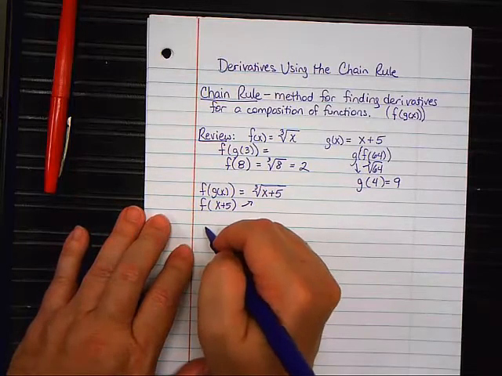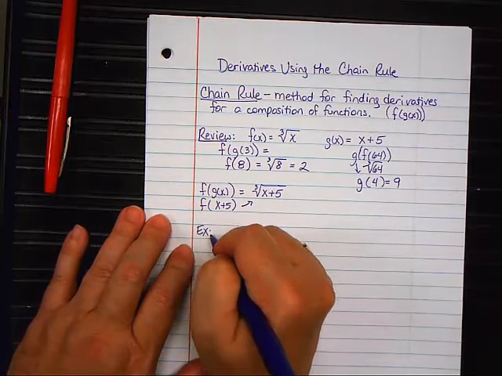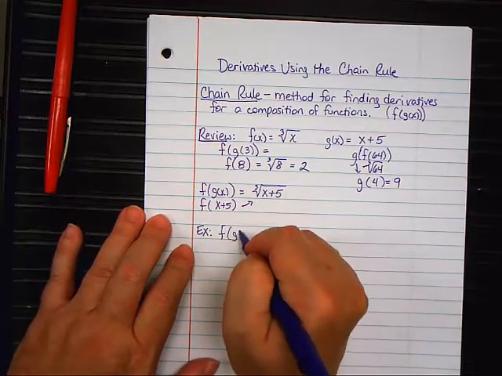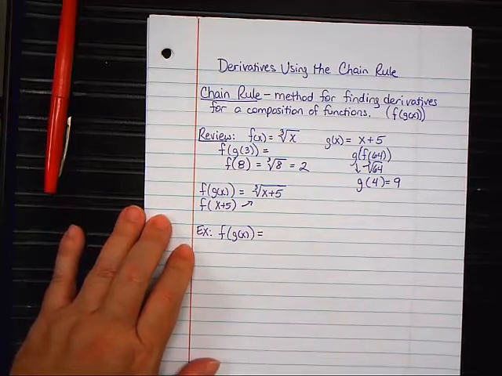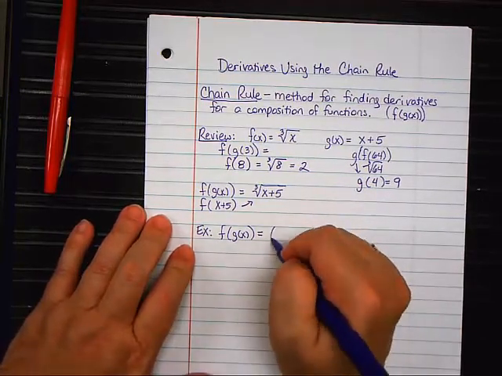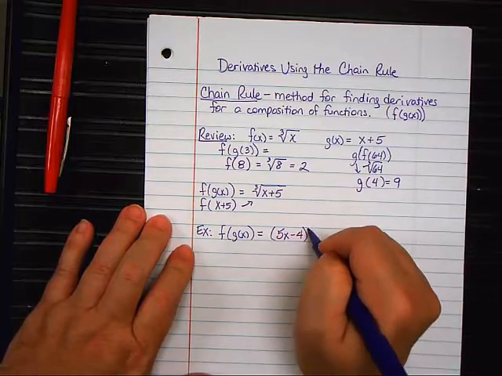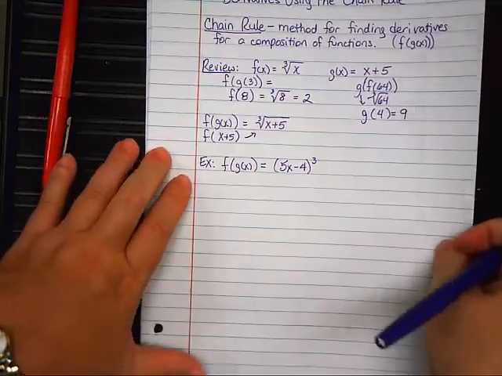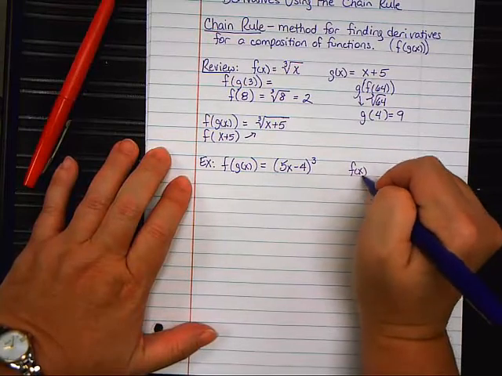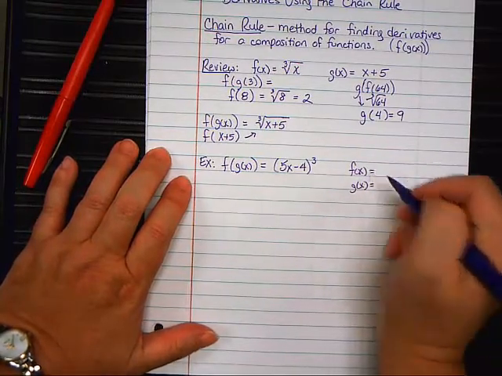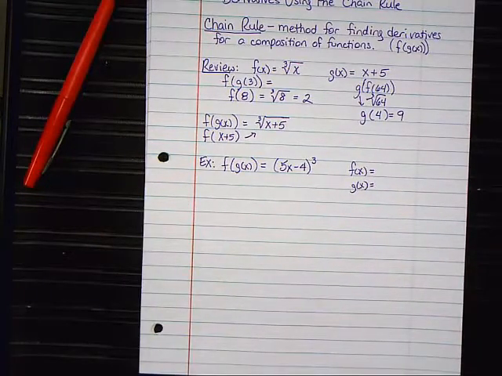Now, let's take it a different direction here. I'm going to give you a function that has already been put together. F of g of x is 5x minus 4 cubed. Can you tell me what the two functions were that combined to give me that one? Think about that for a minute. This is a problem we don't do in pre-AP, and I kind of wish we did. What were the two functions that combined to give me that?